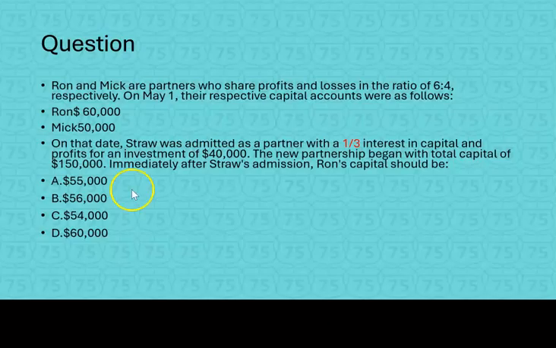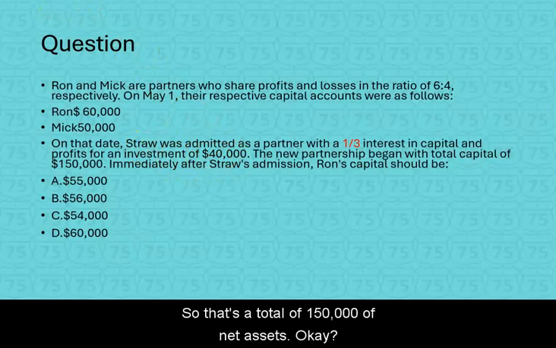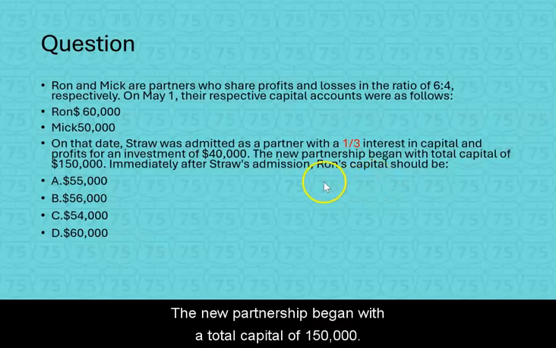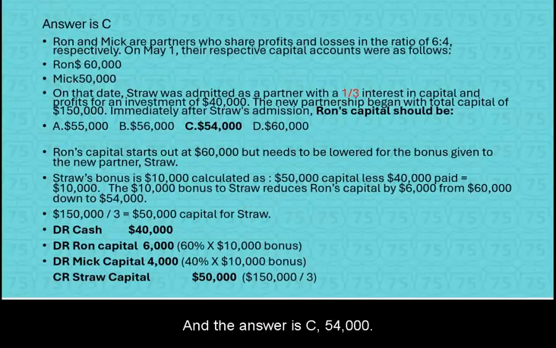Let's check that. Well, you had Ron capital $60,000, Mick capital $50,000, and then you have Straw puts in $40,000 more. So that's a total of $150,000 of net assets. Okay, and that's what they're telling us here. The new partnership began with a total capital of $150,000. Immediately after Straw's admission, Ron's capital should be what? And the answer is C, $54,000.